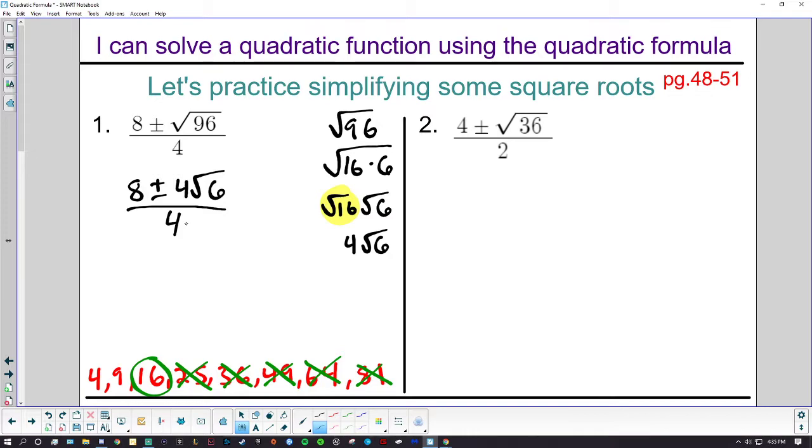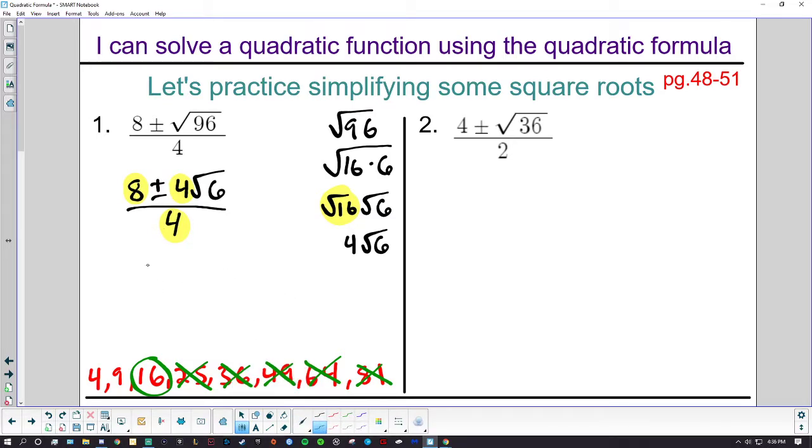Okay, but we're not done yet, because remember, we have a 4 in the denominator, which means we might be able to simplify this fraction. So I'm going to highlight all of our numbers that are not under the square root. We have 8, 4, and 4. What number can I divide 8, 4, and 4 by? Well, I can definitely divide them by 2, but I can also divide all of them by 4. So I'm going to simplify this by dividing everything by 4.